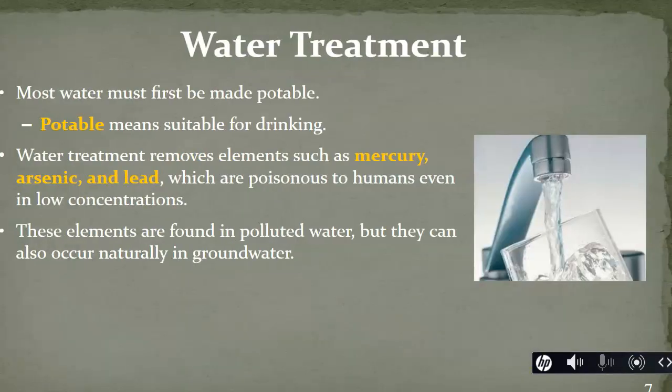Okay. And when we talk about water treatment, we have to make sure our water is potable. Potable water just means it's suitable for drinking, right? Water treatment facilities' job is to remove things that are going to be poisonous and toxic to us, even in low concentrations: mercury, arsenic, and lead. These things are often found in groundwater due to contaminants and fertilizers. Water treatment facilities also, in some areas, are responsible for including additives. So we in this area do not have this additive, but in a lot of places they add fluoride to the drinking water.